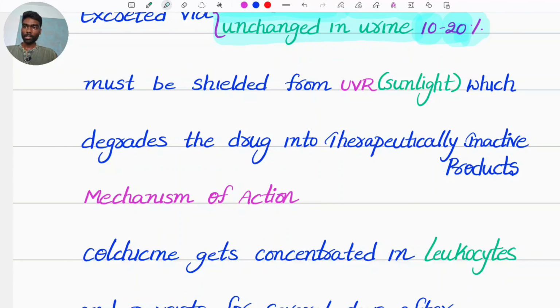This drug colchicine must be shielded from sunlight, that is, it should be protected from sunlight, because UV radiation will degrade this drug into therapeutically inactive products. It will become useless if it gets exposed to sunlight.